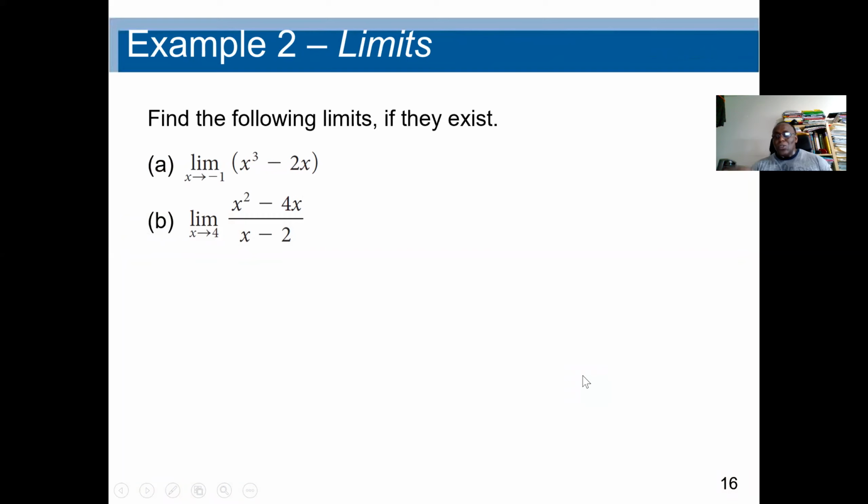Okay, now we went through and spent a lot of time on the theory. Now let's do the practicals. I think these are more examples. We are going to find the following limits. Here, the first question is the limit as x approaches -1 of x cubed minus 2x. The second is the limit as x approaches 4 of (x squared minus 4x) divided by (x minus 2).